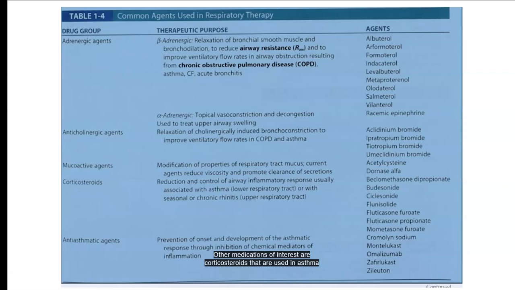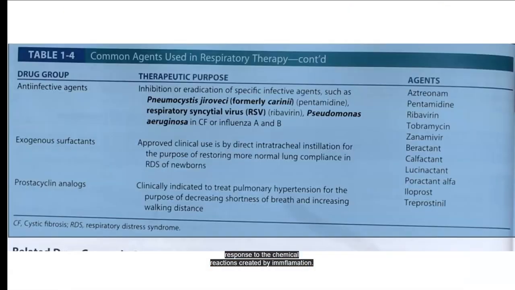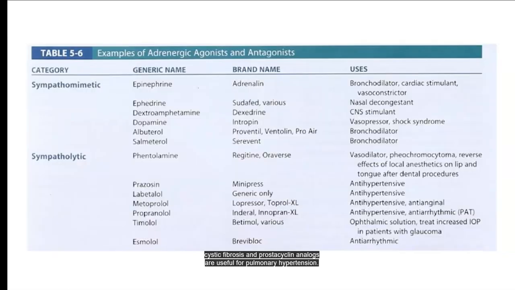Other medications of interest are corticosteroids that are used in asthma that is not controlled with bronchodilators and anti-asthmatic agents that prevent onset or development of asthmatic response to the chemical reactions created by inflammation. Anti-infectives are also useful for treatment of Pseudomonas development in cystic fibrosis, and prostacyclin analogs are useful for pulmonary hypertension. On this table, we are focused on sympathomimetics since they are our most common bronchodilators. The sympatholytics we will focus on when we address Research Project 2.